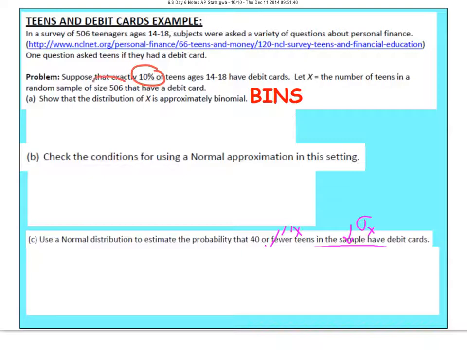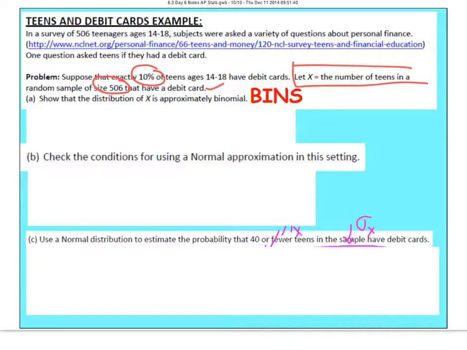Our sample size is 506, by the way. We're going to have the event X stand for the number of teens in our random sample that actually have the debit card. Okay, is this binomial? So I need to show that binomial actually does work. If you check it, is it binary? You either have a debit card or you don't.